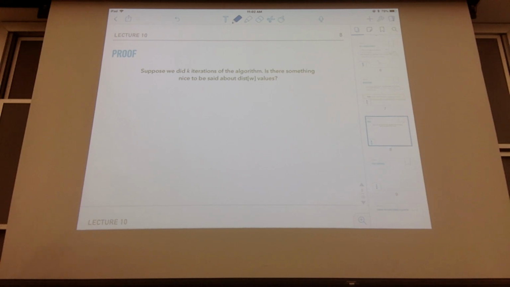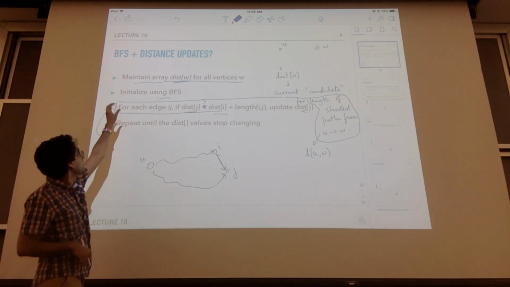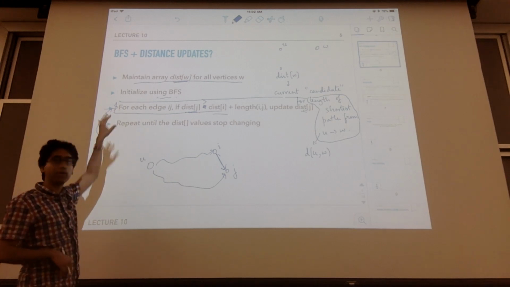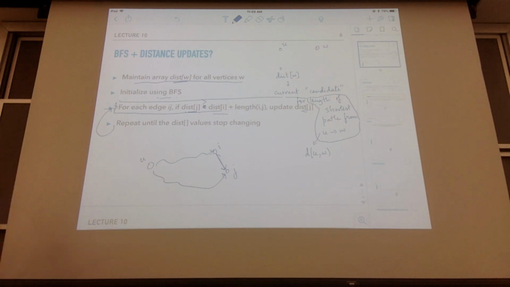Is the question clear? Okay, so this is the algorithm. So this is the main loop and you are running this loop multiple times. And the question is, if you ran this loop for k times, what would happen?